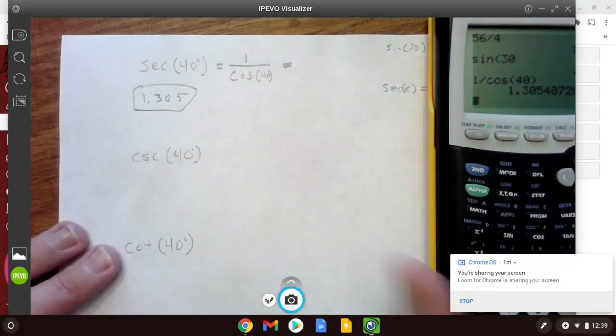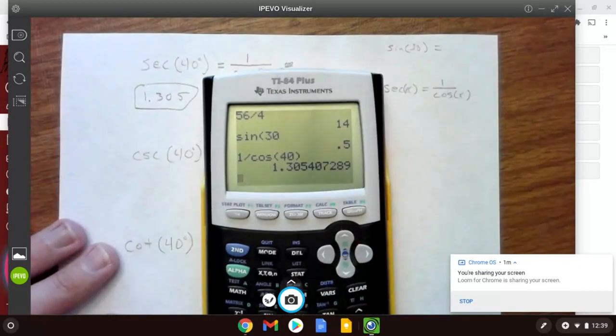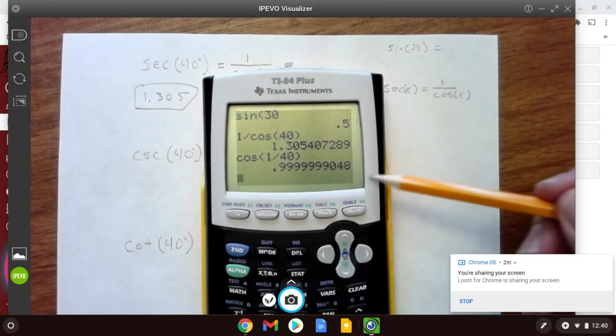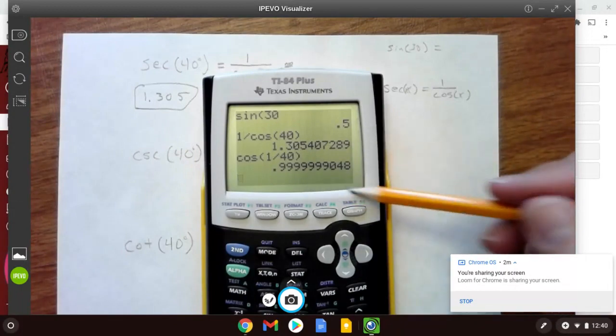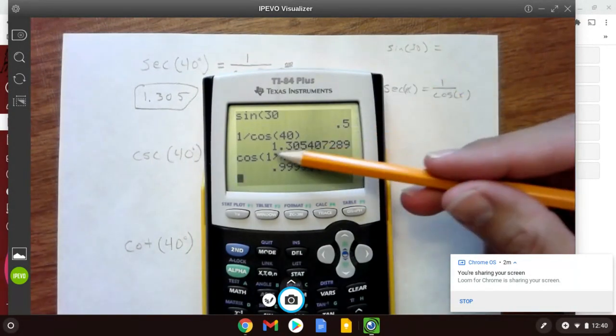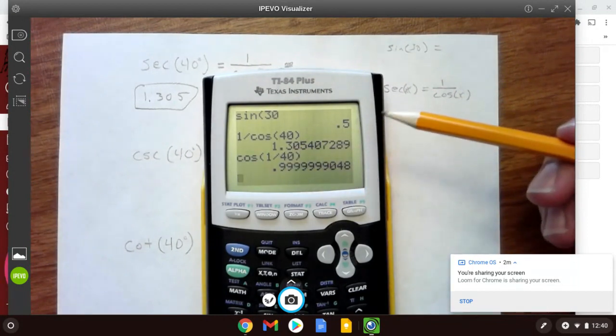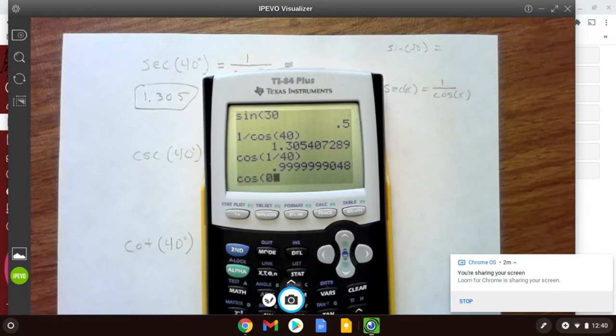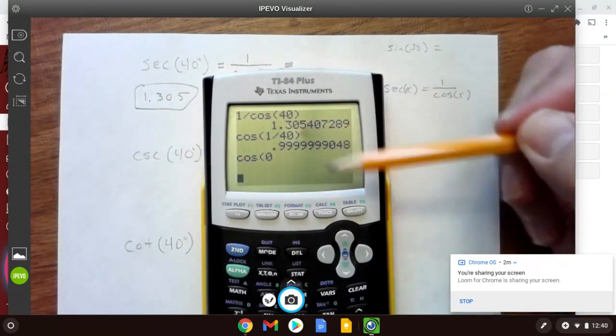There we go. So notice it is not the same as, it is not cosine of 1 divided by 40. That's going to be a totally different answer. You see it's actually getting really close to 1 there. And the reason why is because 1 divided by 40, that's really close to 0. And when you do cosine of 0, you get 1. So because that's really close to 0, you're getting 1.